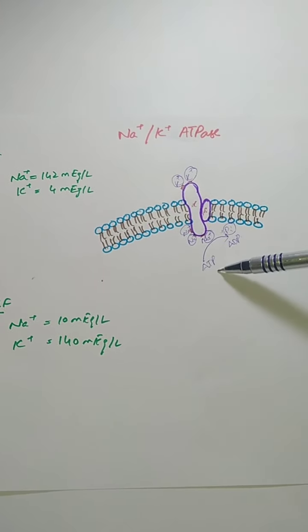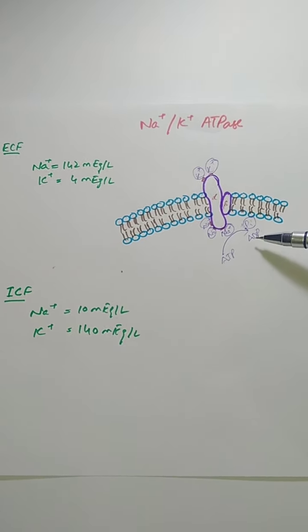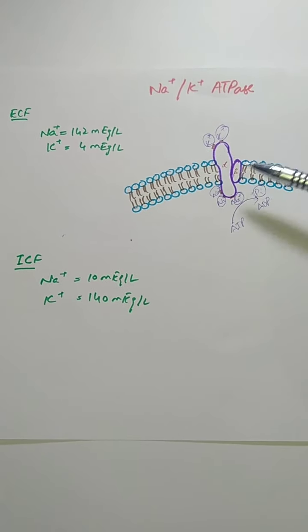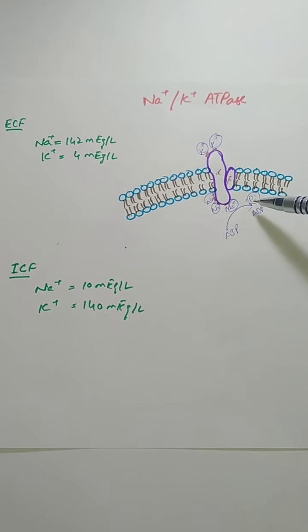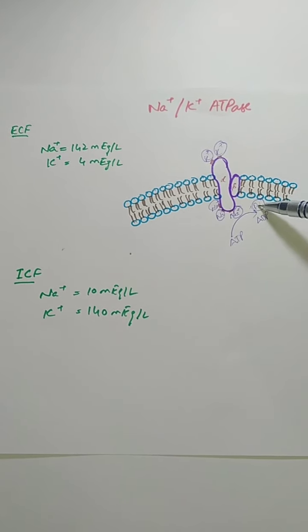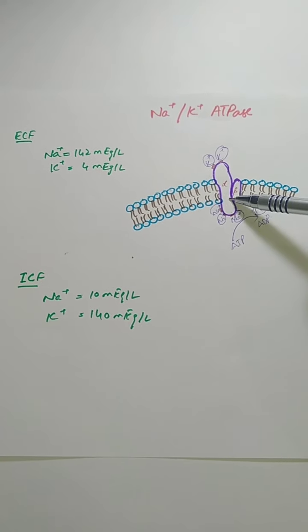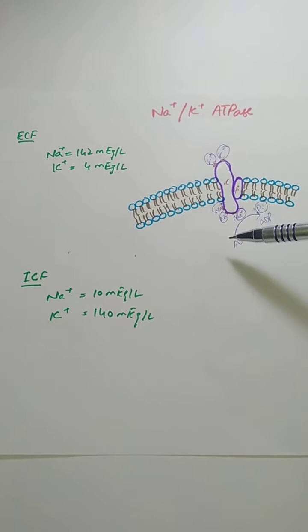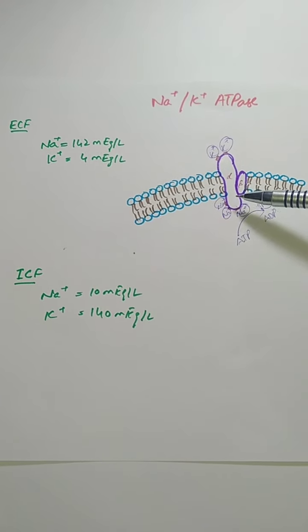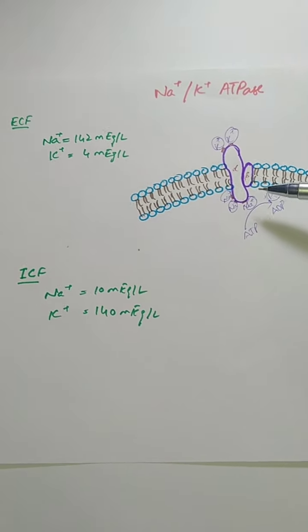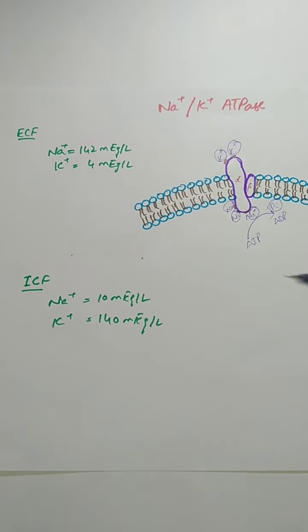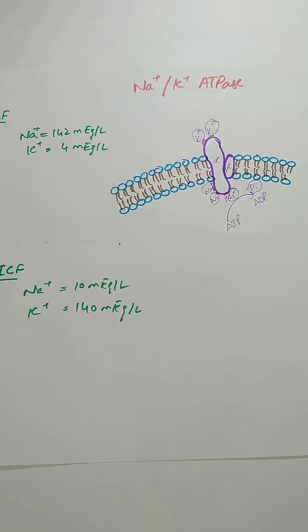Basically the degradation of ATP by the ATPase releases inorganic phosphate, which changes the conformation, pulling those potassium ions inward and pushing these three sodium ions outward, both against their respective concentration gradients. Now this was the whole cycle of the ATPase activity.